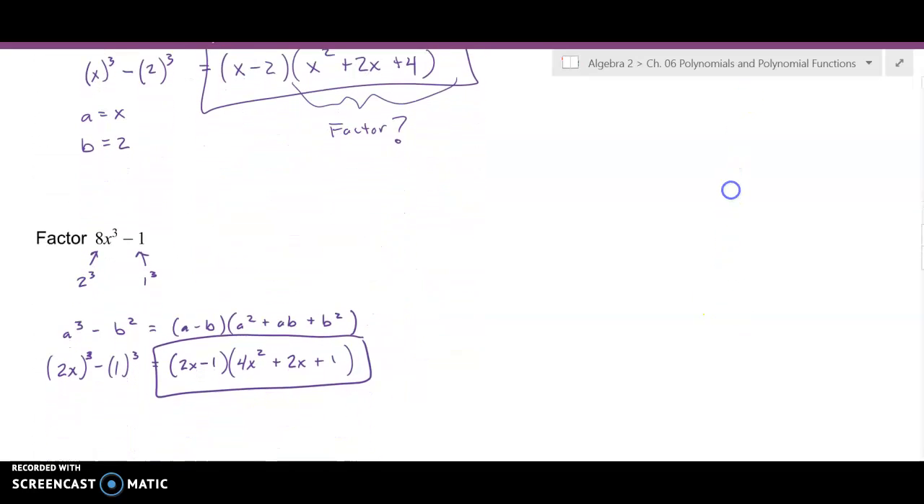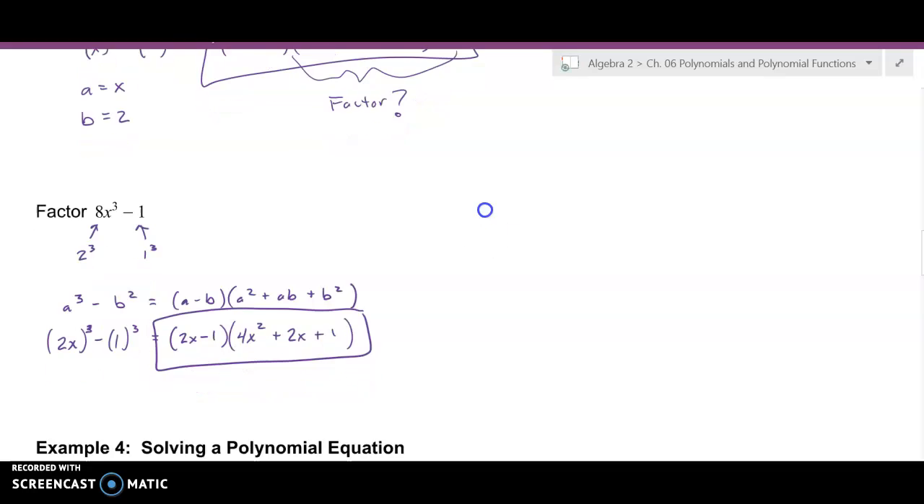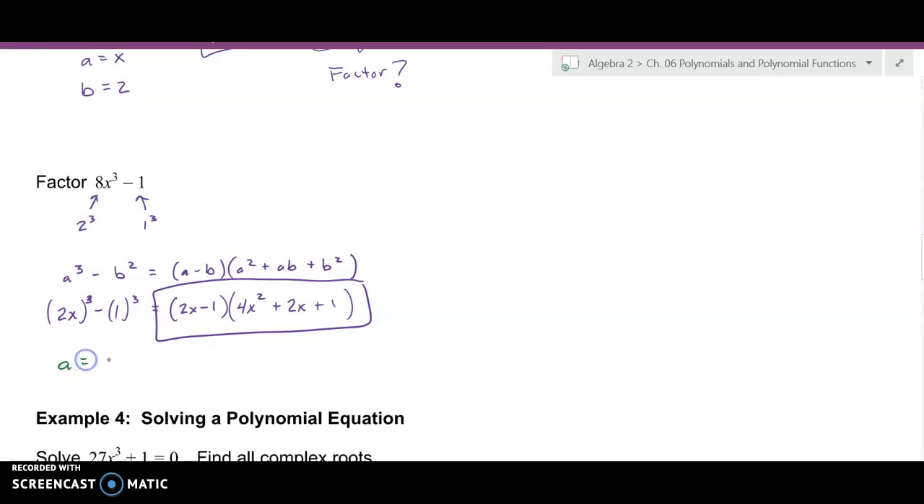Same thing here. I changed the 8x cubed into 2x in parentheses cubed. So what I can show you with this extra work here is that the A is equal to 2x and the B is equal to 1. And then you're just substituting into that formula again.